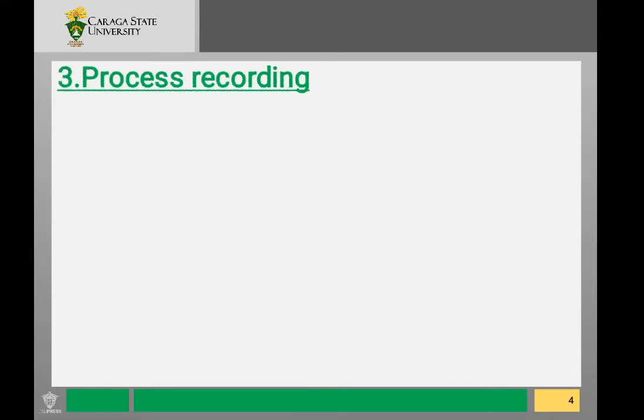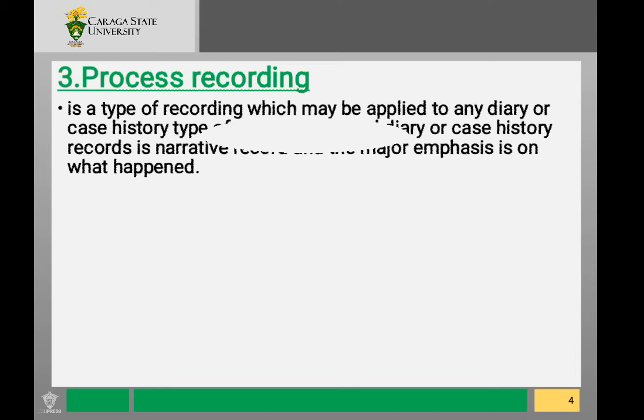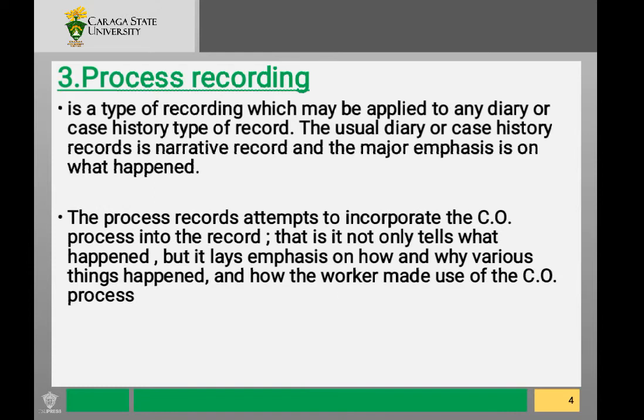The third one is process recording. It is a type of recording which may be applied to any diary or case history type of record. The usual diary or case history record is a narrative record, and the major emphasis is on what happened. The process record attempts to incorporate the community organizing process into the record, so that it not only tells what happened, but it lays emphasis on how and why various things happened and how the worker made use of the community organizing process.